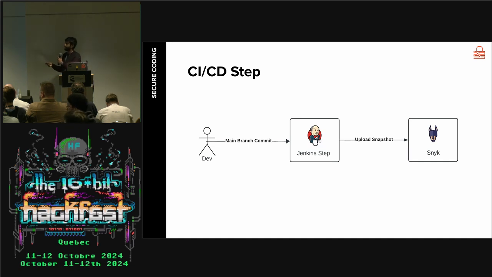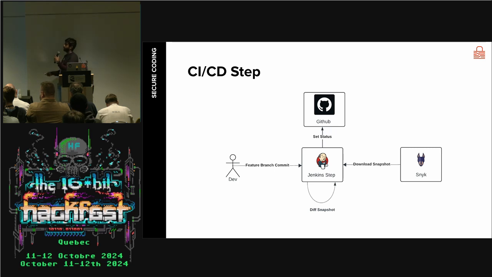The way we implemented this at DoorDash is that we had a custom Jenkins step, and for main branch commits, we would use our vendor CLI tool, scan the code base, and upload a snapshot. And for feature branch commits, we would download the snapshot and diff it against the local snapshot. If we find any new vulnerabilities that violate our security policy, we'll set a GitHub status to block the PR.